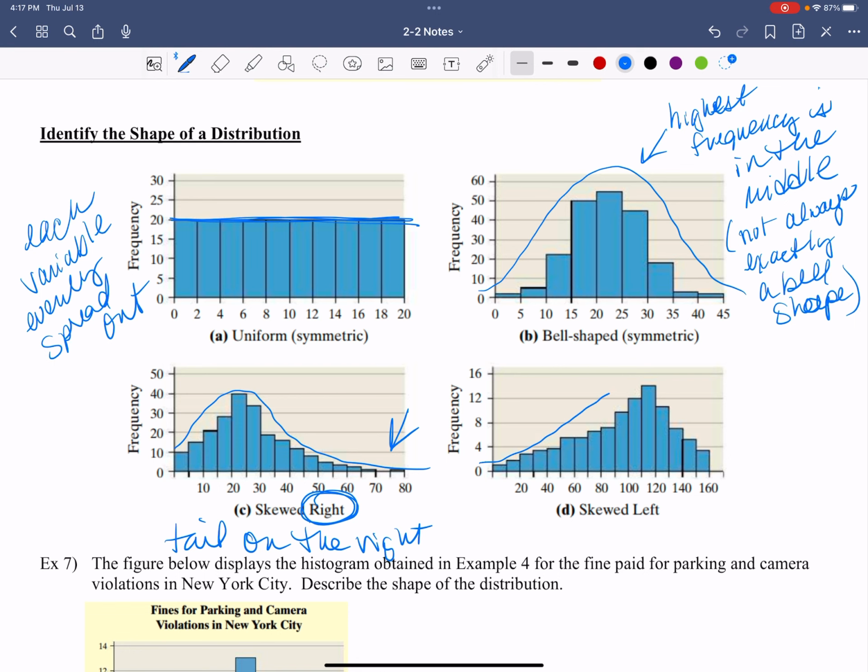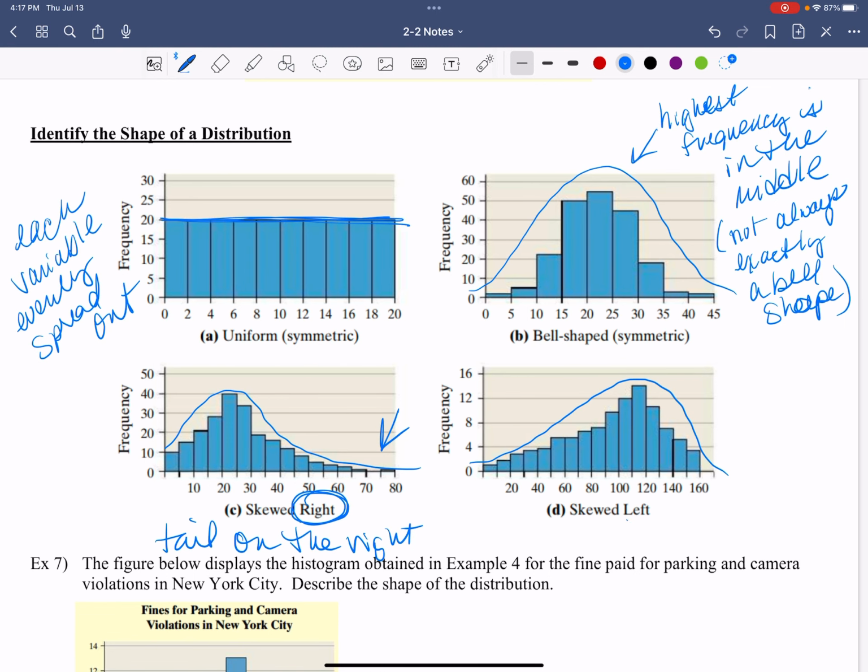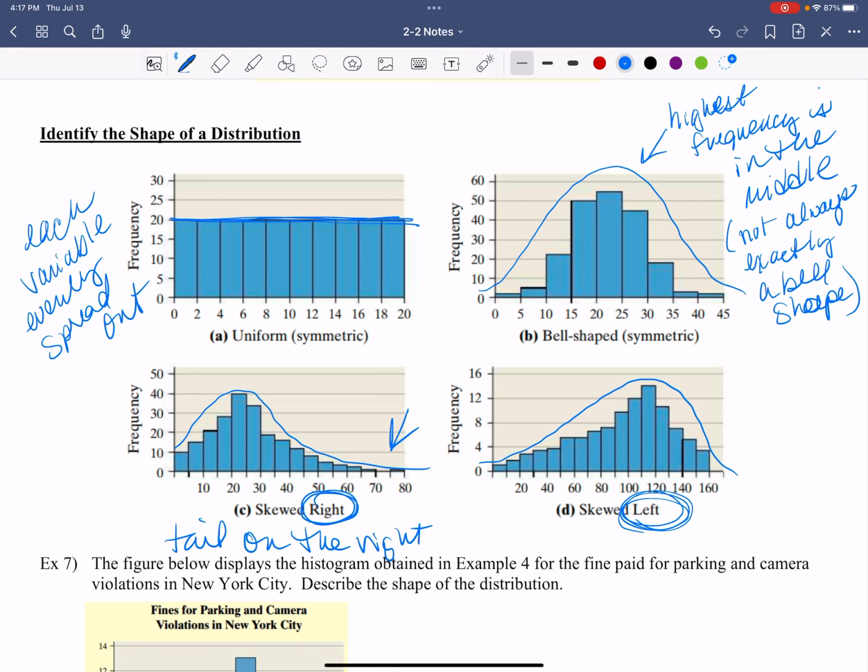Now check out this next one over here. How do you think this is happening? Where's the tail? On that left. Tail on the left, and that is skewed left.